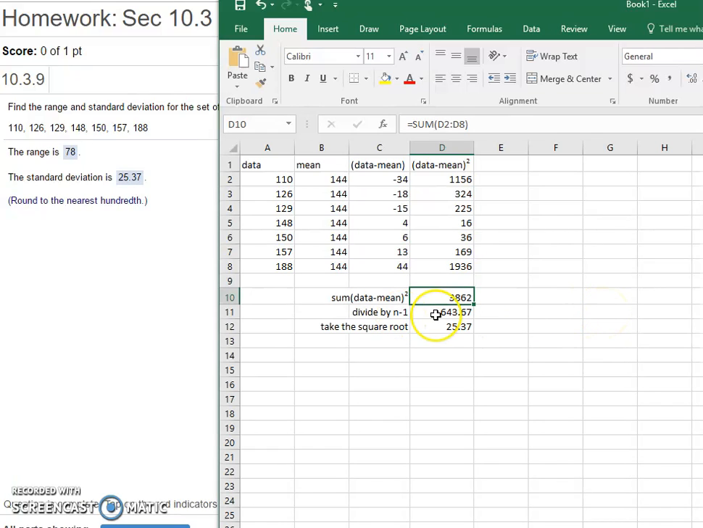I then need to divide by n minus 1. This is a sample standard deviation. I have 1, 2, 3, 4, 5, 6, 7 total data points. So n minus 1 means I need to divide by 6. I then need to take the square root of that number in order to get the standard deviation. This first number here is called the variance. Once I take the square root of it, then it's the standard deviation. I hope that helps a little.